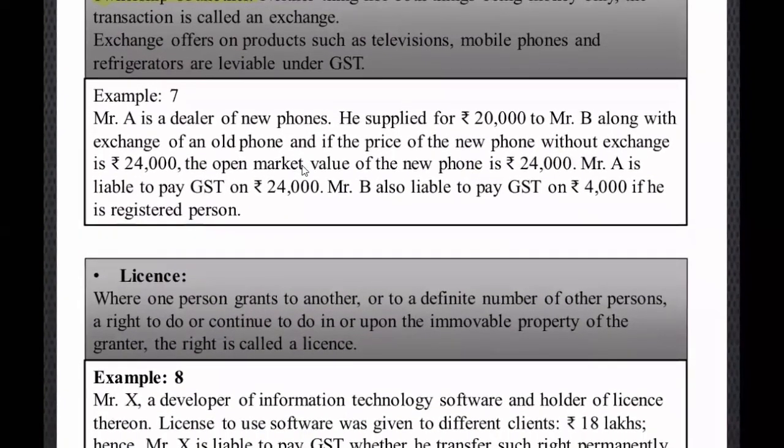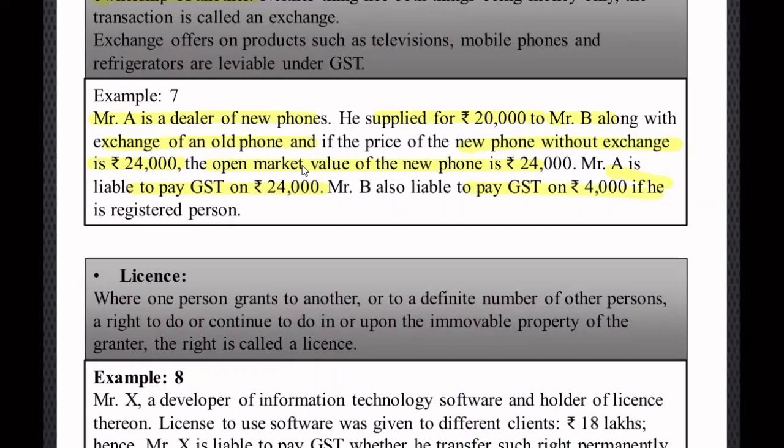So let's simply read the example. Mr. A is a dealer of new phones. He supplied a phone for 20,000 to Mr. B along with the exchange of an old phone. And if the price of the new phone without exchange is 24,000, the open market value of the new phone is 24,000. Mr. A is liable to pay tax on 24,000, whereas Mr. B is also liable to pay GST on 4,000 as if he is a registered person.